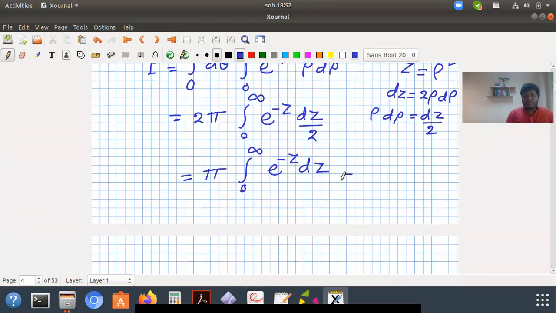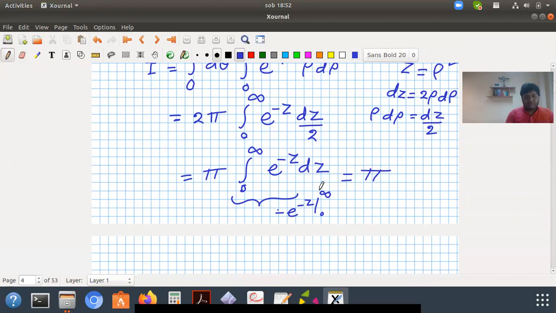And this is nothing but 1, because the integral of e to the power minus z, with the limit from 0 to infinity, gives e to the minus infinity, which is 0, minus e to the power 0, which gives plus 1. So this quantity becomes plus 1, and this will remain as pi.